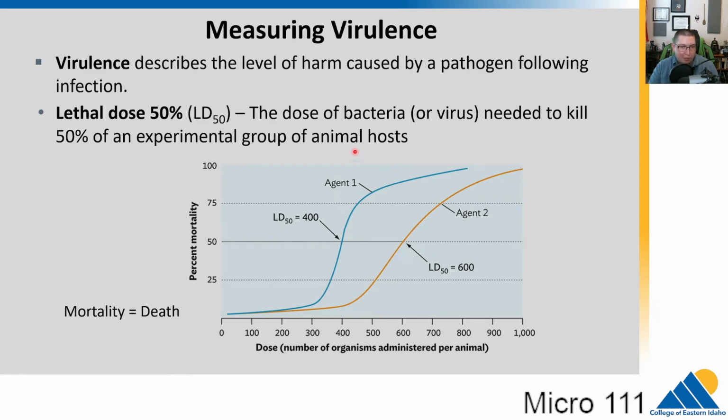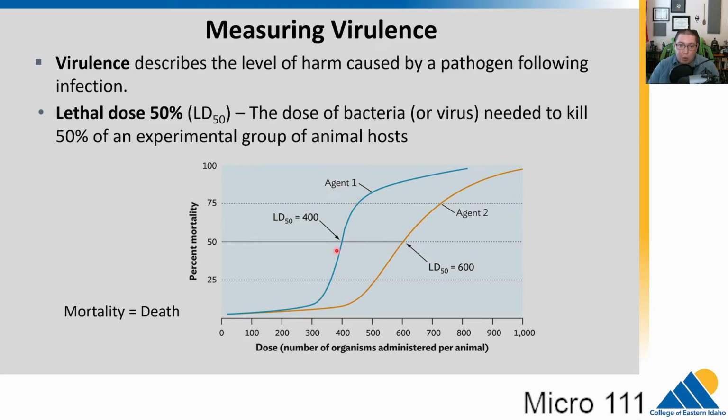Okay, so then back to virulence, describing the level of harm caused by a pathogen following infection. Well, to do this, we use what we call lethal dose 50 or LD50. This is the dose of bacteria or virus needed to kill 50% of an experimental group of animal hosts in this case. So let's look at this graph. This is a more realistic graph. On the left, on the y-axis here, we have what we call percent mortality. So remember, we have those groups, let's say of 10 individuals, or in my case, 6. So I give one of those groups 100 organisms. This is our dose on the x-axis here, the number of organisms. Let's say it's bacteria. I give them 100 bacteria, 200 to another group, 300 to another group, 400, and so on to individual groups. And then I look at the percent mortality. Mortality means death in each of those groups.